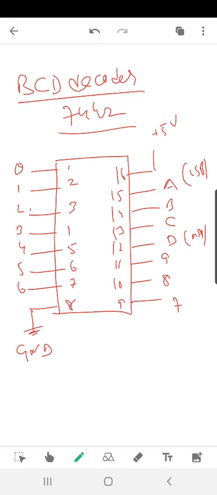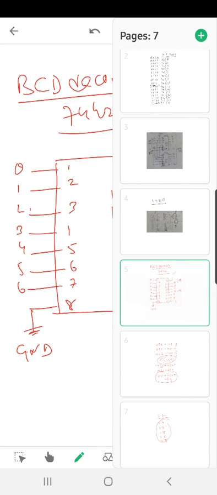This is our pin diagram. To understand this, let's discuss the function table. In the function table of this system, we have 4 inputs A, B, C, D, and we have 10 outputs, that is 0, 1, 2, 3, 4, 5, 6, 7, 8, 9. So we will discuss the function table first. Let's draw the function table.